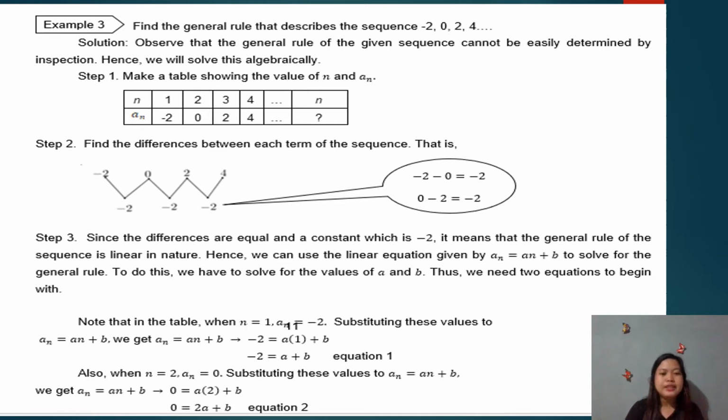Also, when n is equal to 2, a sub n is equal to 0. So, substituting these values to a sub n equals an plus b, we replace a sub n with 0, then copy a, and n is 2, plus b. So we have here our second equation, that is 0 is equal to 2a plus b.